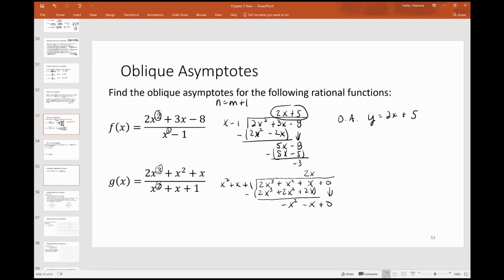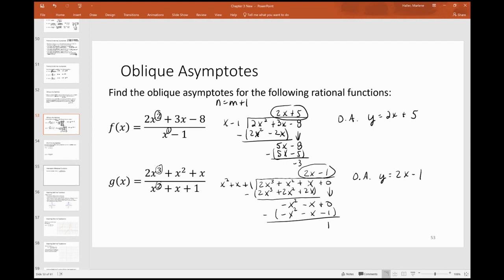And let's keep dividing. How many times does x squared go into negative x squared? It goes into there negative 1 time. And negative 1 times x is negative x, and negative 1 times 1 is negative 1. When we subtract that out, we're just left with 1. We don't care about the remainder. We only care about the quotient. So our oblique asymptote is going to occur at y equals 2x minus 1.